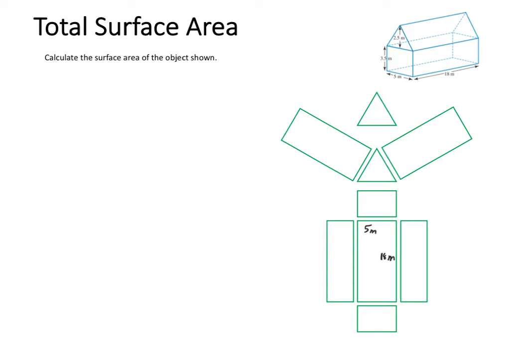Now looking at the sides of my rectangular prism, the long side is going to be 18 by 3.5. So I can add that in. So 18 meters by 3.5 meters. And the shorter side of the rectangular prism is going to be 5 meters by 3.5 meters. So again, I can go ahead and add those in. So 5 meters, 3.5 meters.